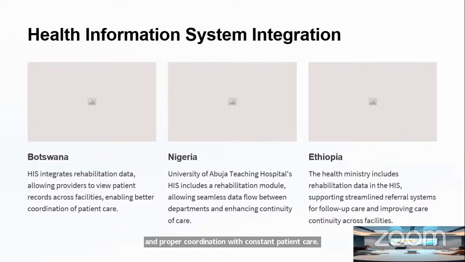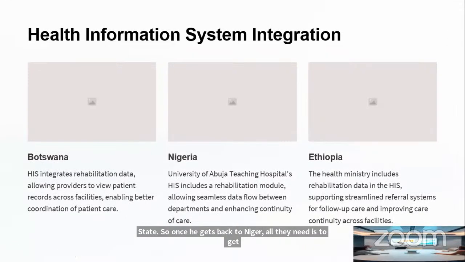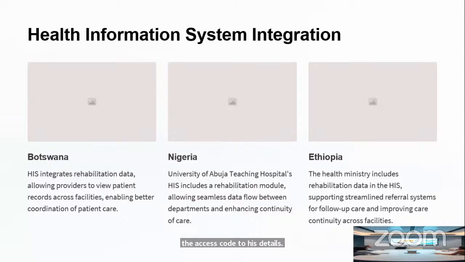So for instance, if there is this integrated database, what happens is, if I have a client that happens to be in Maiduguri for a purpose, and he came up with a problem, and he is seen for the time he stays in Maiduguri, by the time he is leaving, his permanent residence may be, let's say, in Niger State. Once he gets back, all they need is to get the access code to his details. That's the advantage of the integration.